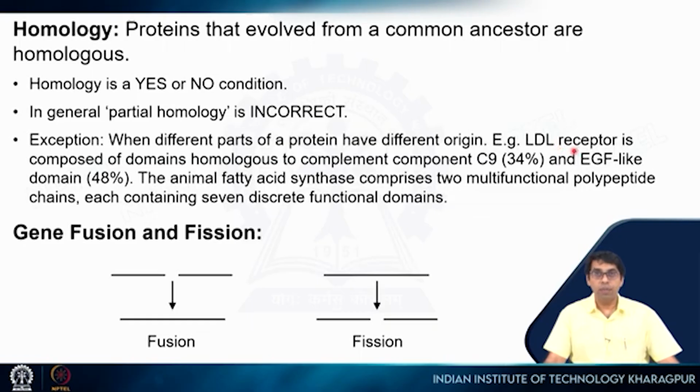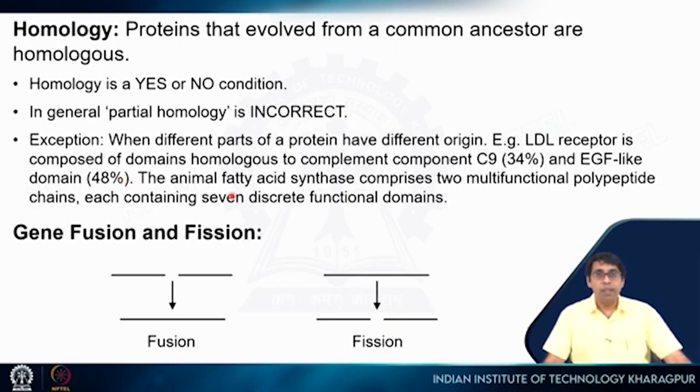The LDL receptor is composed of domains which are homologous to the complement component C9, so 34% homology, and an EGF-like domain, with which it has 48% homology. So it means that some sort of fusion happened. Two different domains came from two different genes and they got fused, and now you have a protein which has homology with two different proteins.